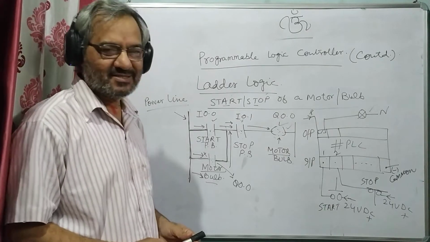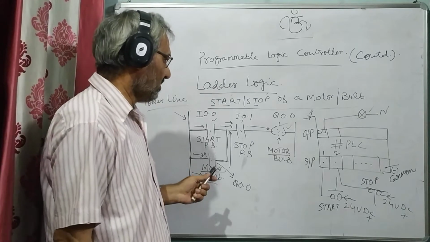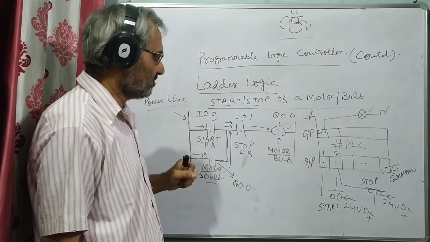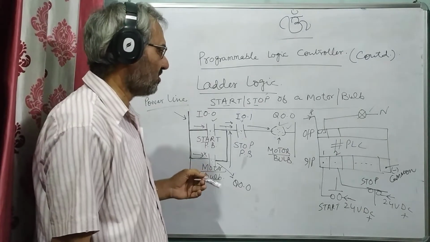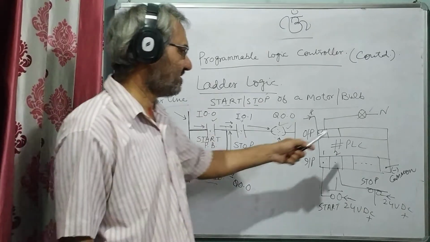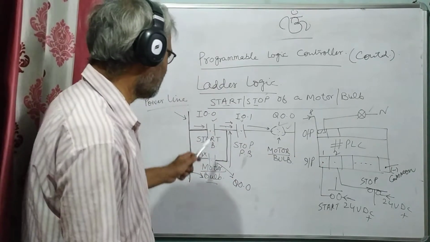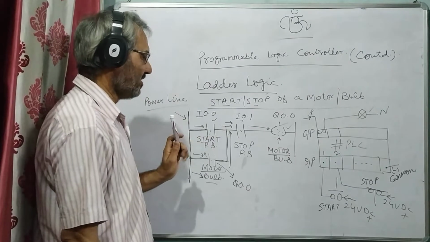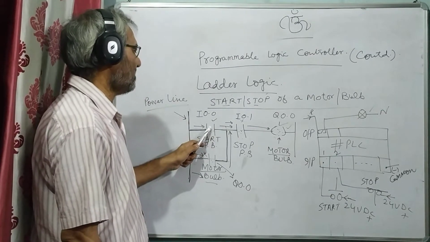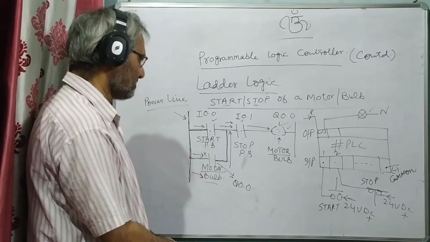In the last class, we had seen how ladder logic is used to switch on and off a motor or a bulb. We had connected the bulb in the output of the PLC, and we had shown how it can be made on and off using the start push button and stop push button. We had used the two push buttons.